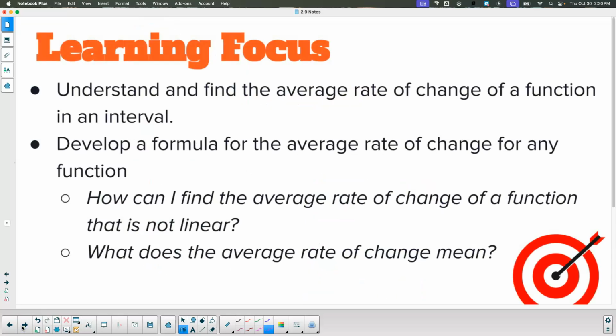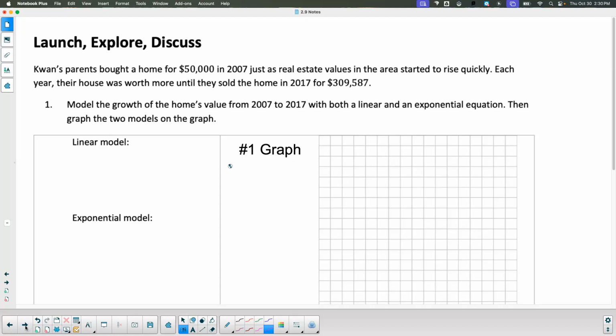Awesome sauce. So, let's talk about Kwan's parents' house. I already know there's not a lot of workspace here, but we'll still figure it out. Kwan's parents bought a home for $50,000 in 2007, just as the real estate values in the area started to rise quickly. Each year, their house was worth more and more until they sold their home in 2017 for $309,587.